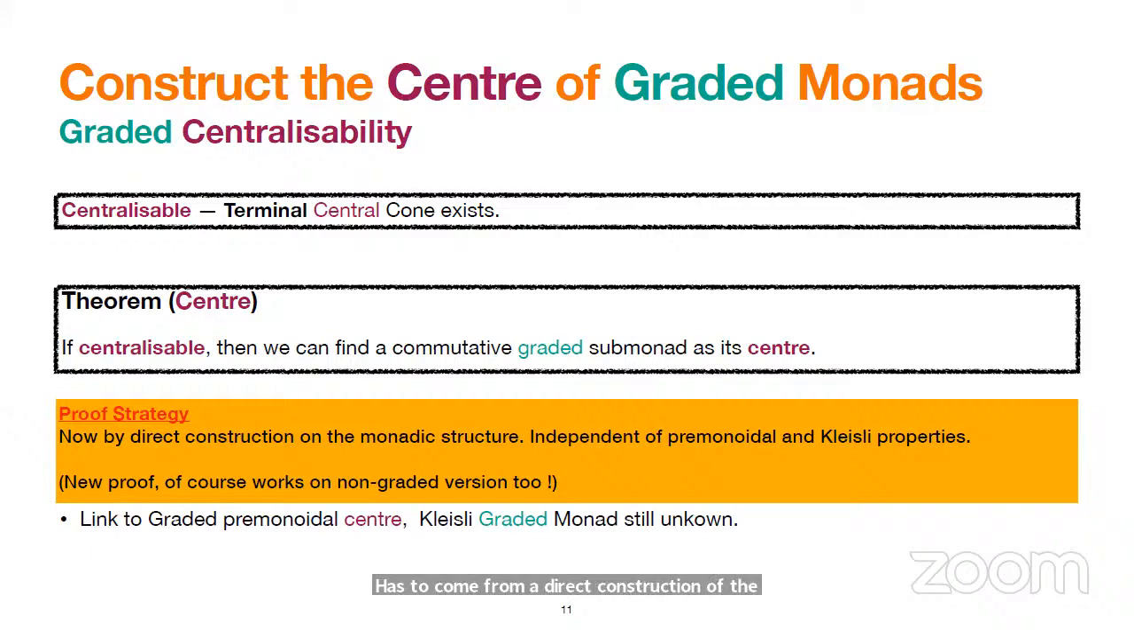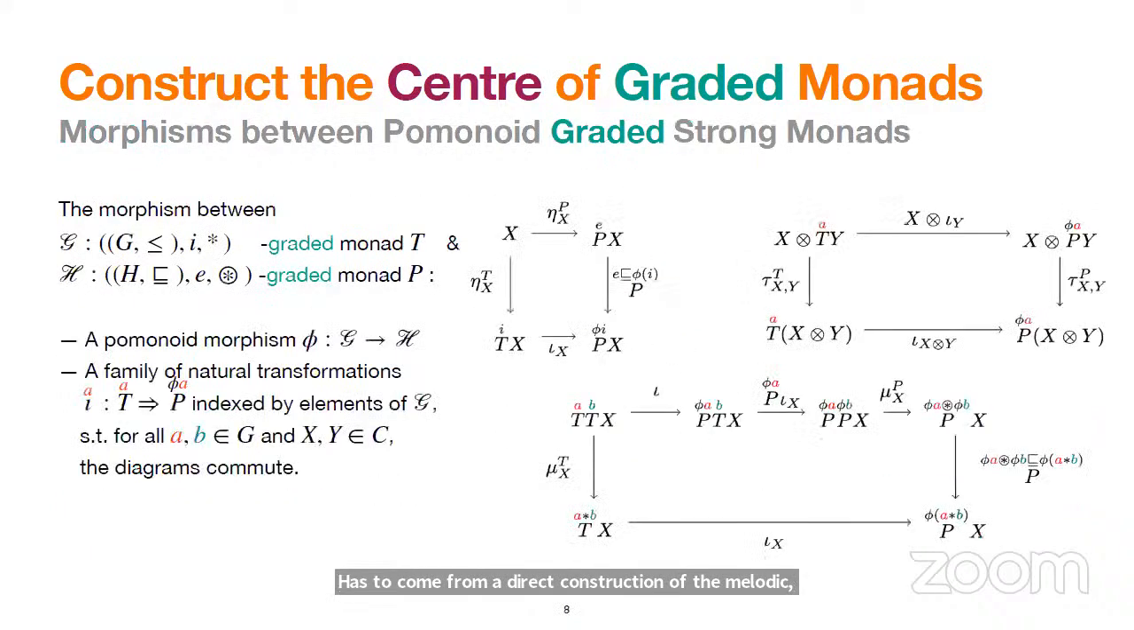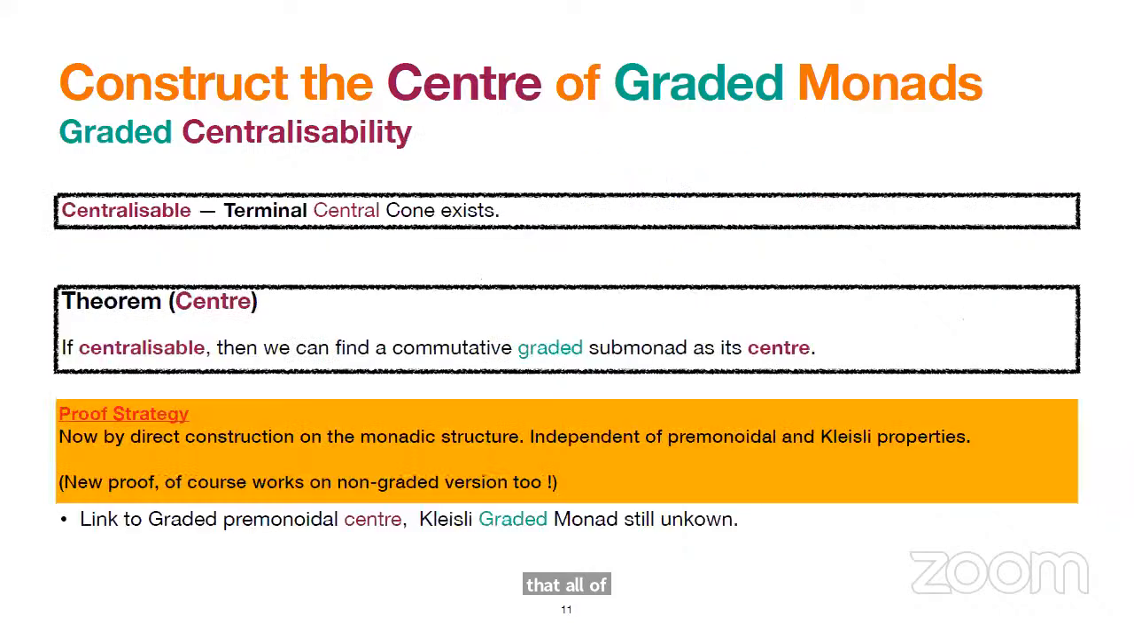More specifically, we have to prove that all of the morphisms construct a terminal central cone. And this proof strategy is very different from the original proof. And also, of course, it works on the non-graded version too. And yeah, we don't have anything regarding the graded premonoidal center and the classicity construction.